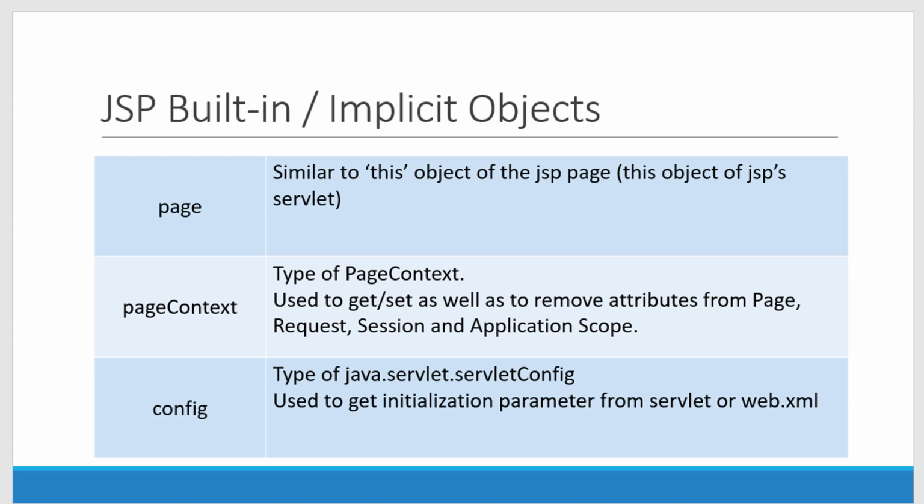And page context will be used to get and set the attributes from the page, request, session, and application scope. Whenever I have any attribute, I can add it specific to the page, or to the request, or to the session or application. We will be discussing more in detail about session and application scope at a later point of time. These are the four scopes generally used within any web application. Config is of type servlet config, which will be used to read the initialization parameters from the servlet or from the web.xml for that specific servlet of the JSP.